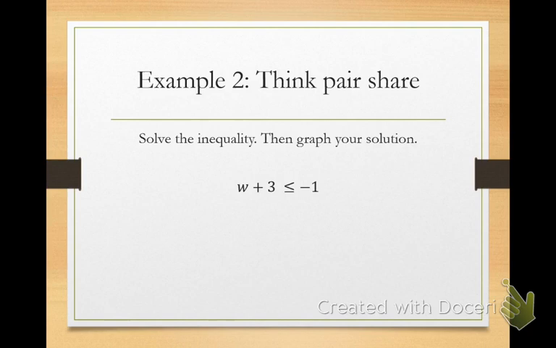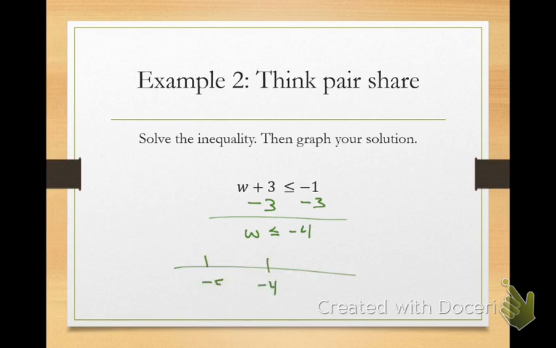Go ahead and do this think, pair, share problem real quick. Subtract 3 from both sides. What's -1 minus 3? -4 goes in the middle. -5. I know this is a little sloppy. We're kind of in a hurry. Closed dot and arrow going to the left. Who got it right? Great job.